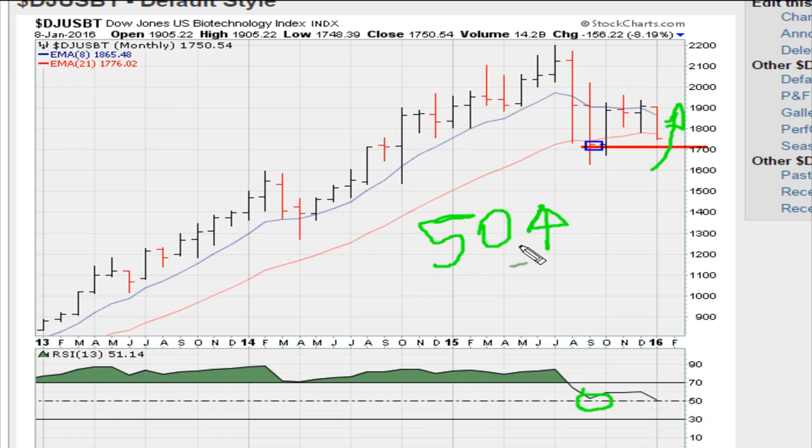So I have lots of videos talking about support at the 50, especially on a monthly chart. For long-term charts, if they find support at the 50 RSI level, they might bounce. So what I'm looking for is stocks that have already broken through and are trading in the 30s, 40s, and below, just because they are weak.